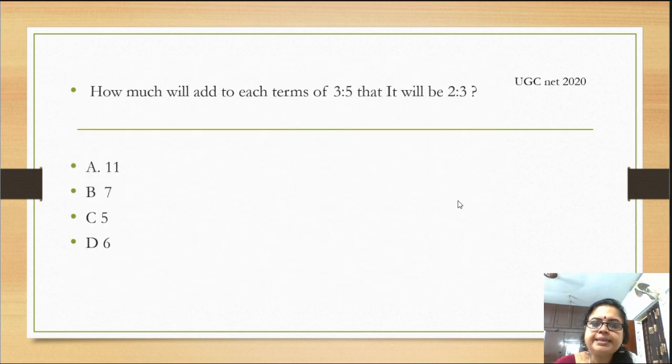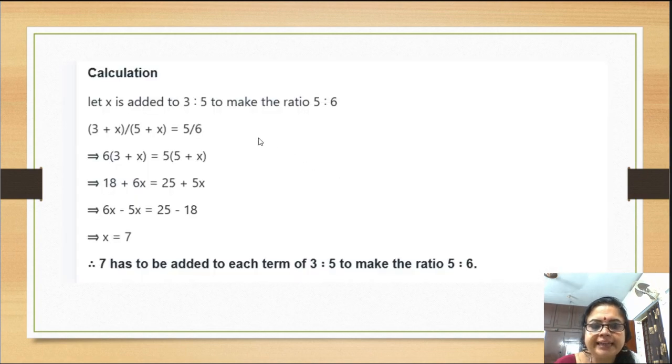Okay. In a similar manner, another question was asked in the 2020 examination. How much will be added to each of the terms of 3:5 so that it will be 5:6? Here you cannot add some number and get it straightforwardly, so the numerical way has to be adopted. Let us say x is added to each of the terms. In the earlier question it was a decrease, so the amount was decreased by x. Here x has to be added.